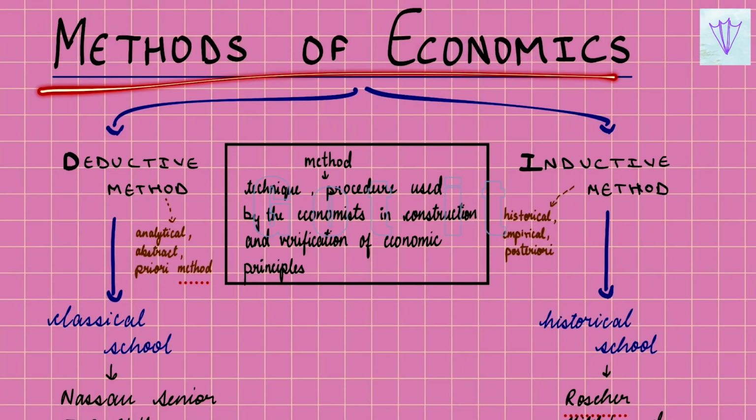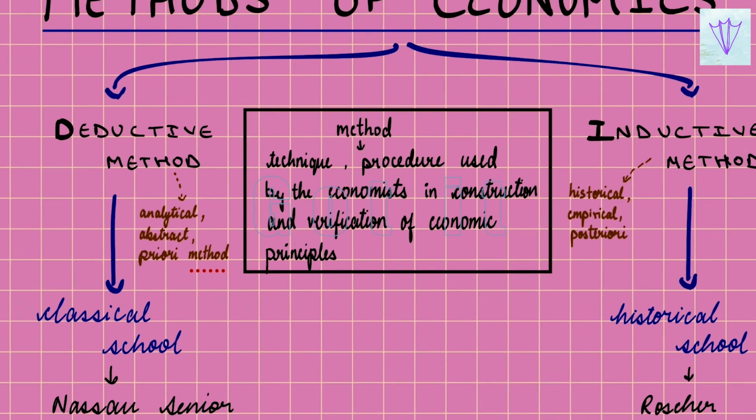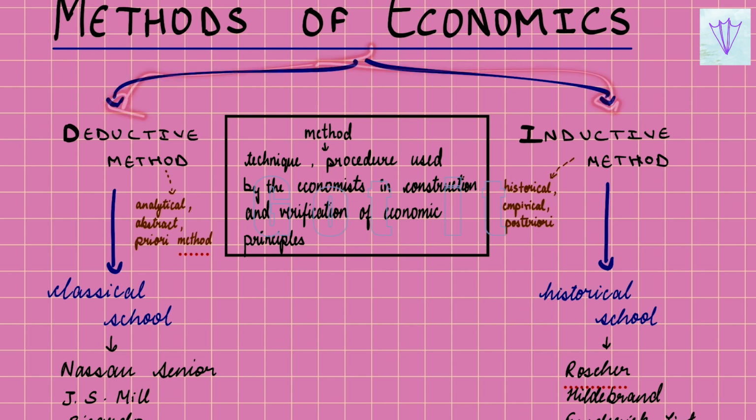Starting with the methods of economics. So what is a method? It is a technique or procedure which is used by economists in the construction and verification of economic principles. The methods they use to formulate and verify economic principles are the methods of economics. We have two primary methods, the inductive method and the deductive method.